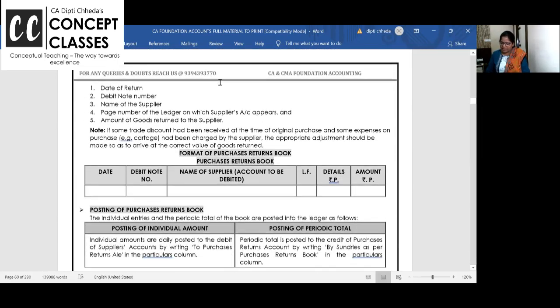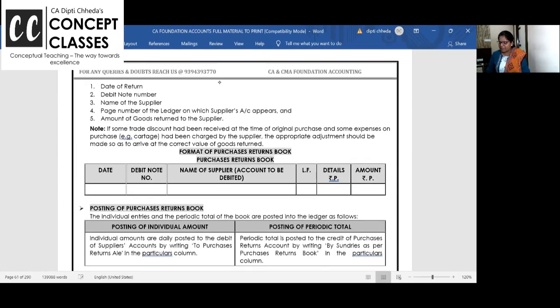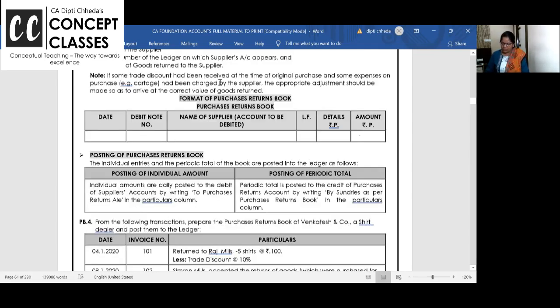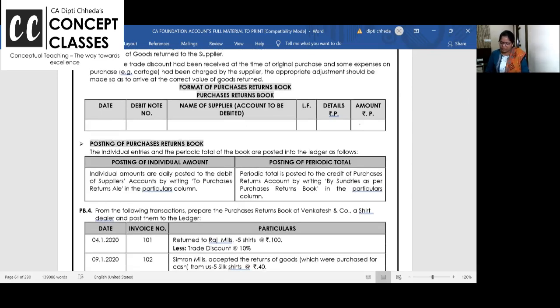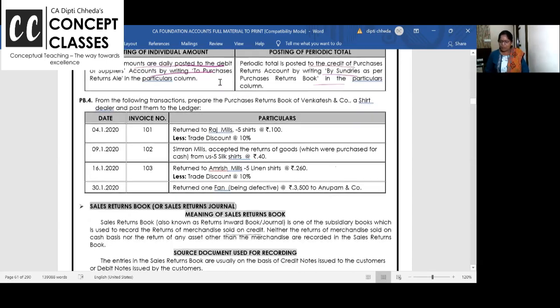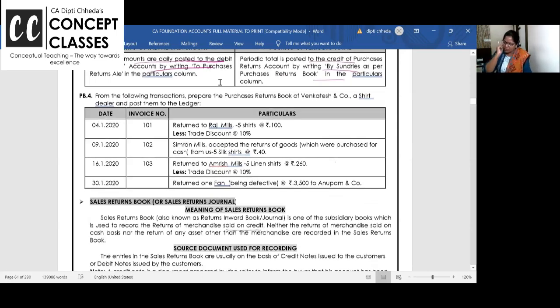Date, debit note number, name of the supplier, LF, details and amount. Details, why do we have? Same: freight, GST and all. Individual accounts of the ledgers, you will post it. In case of purchase return, you will debit the party. And the purchase return book, you will do the total posting monthly or in a periodic way. Shall we do now the fourth problem? The fourth problem is for purchase return.